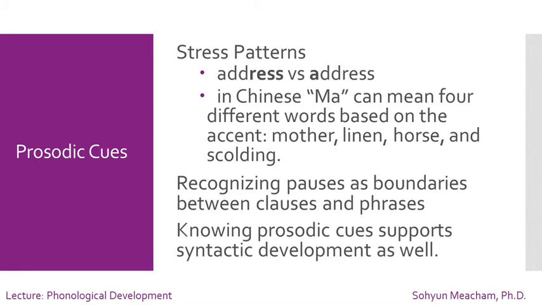In Chinese, for instance, ma can mean 4 different words based on the accent. Ma in a high pitch means mother. Ma with rising pitch means linen, like ma. Ma with first falling then rising pitch means horse, ma, like this. Ma with a falling pitch means scolding, ma, like this.